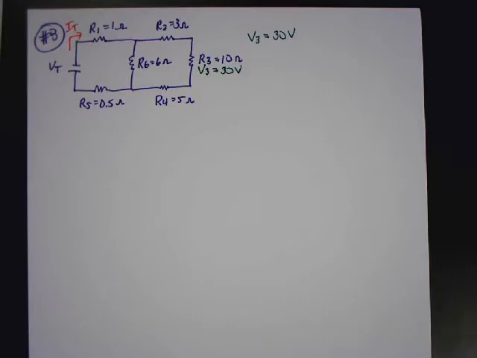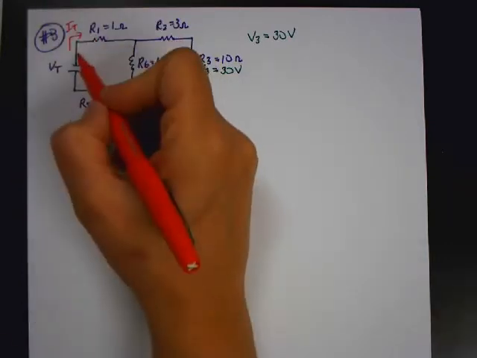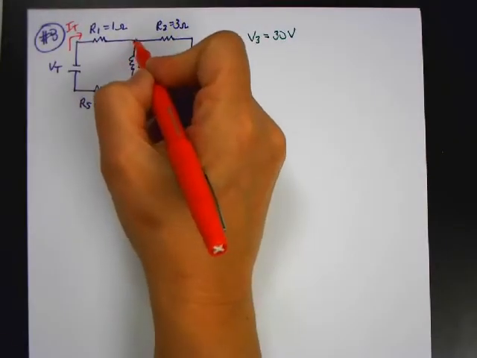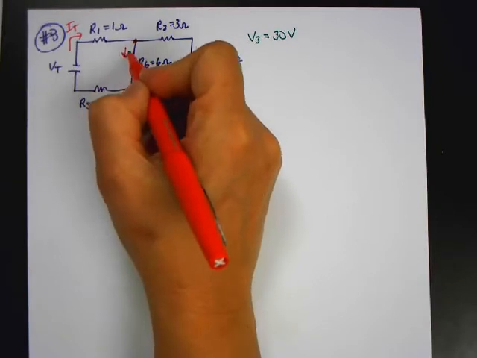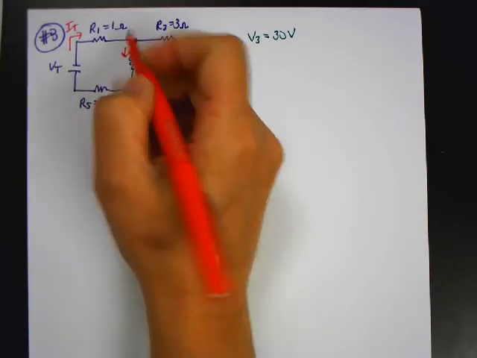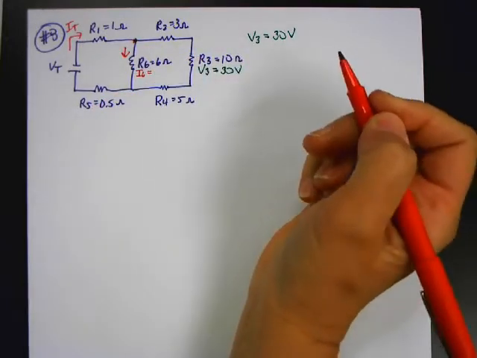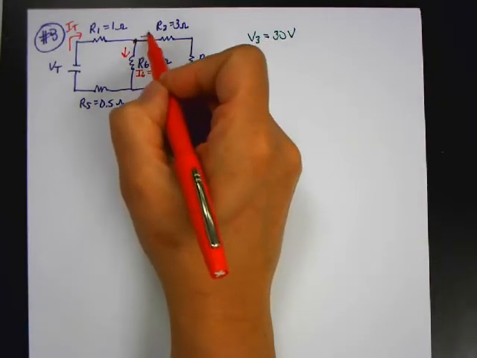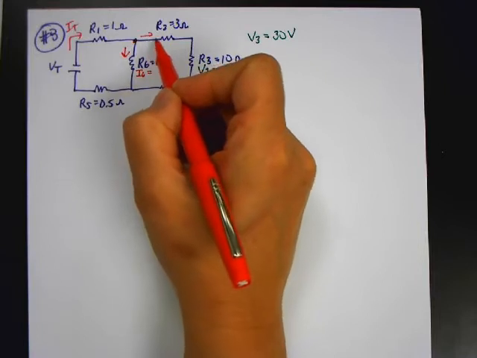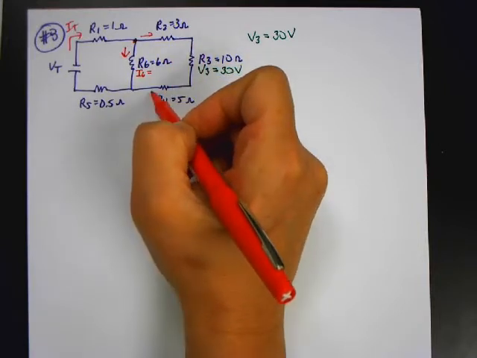Now, the total current's coming through here, but then at this point it splits. So part of it goes down here. I can call the part that's going down here I6, which I don't know what that is. But then part of the current goes here, and what goes through here goes through here and goes through here.